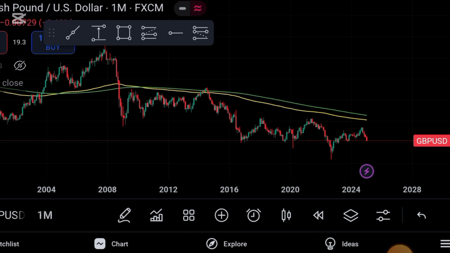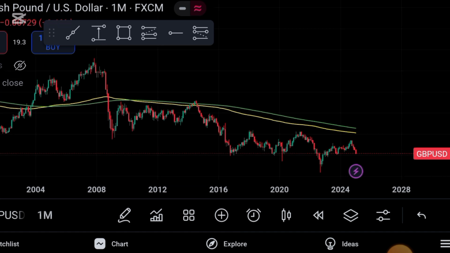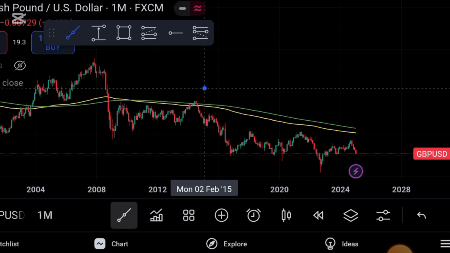Definitely ready to go back to the charts. So this is my weekly analysis for the coming week. Yeah, let's get into it. So as you guys know, I usually start with the monthly chart to do my analysis.